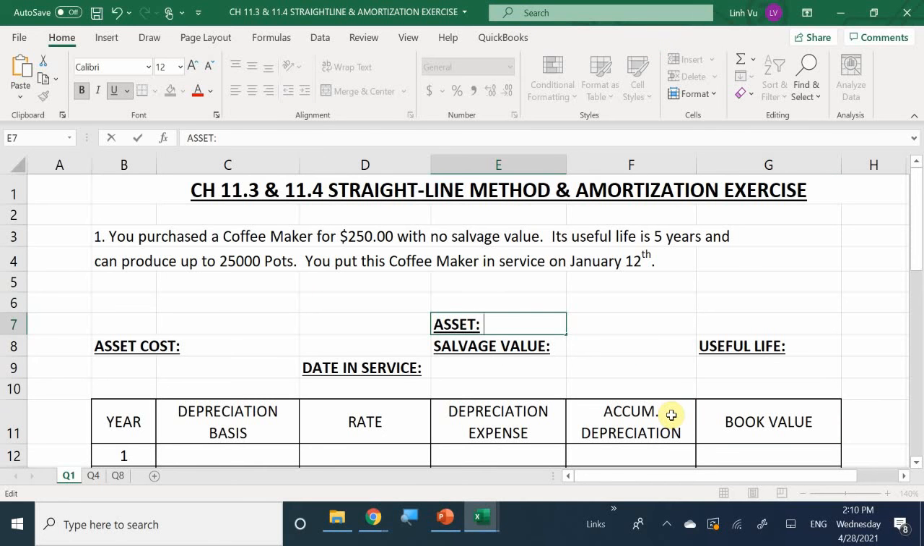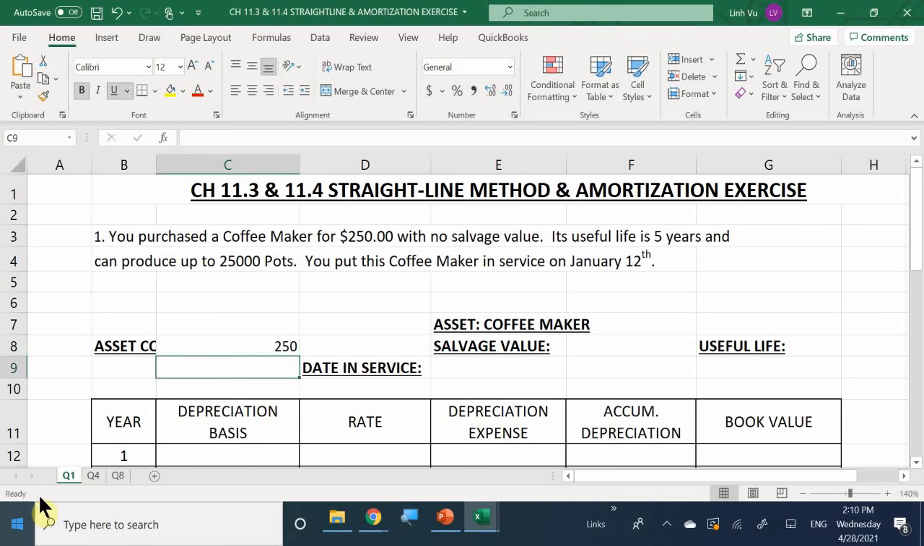Coffee maker, yes. All right. How much was the coffee maker worth? How much was the cost of the coffee maker? $250. Right? No salvage. And no salvage value. Good.